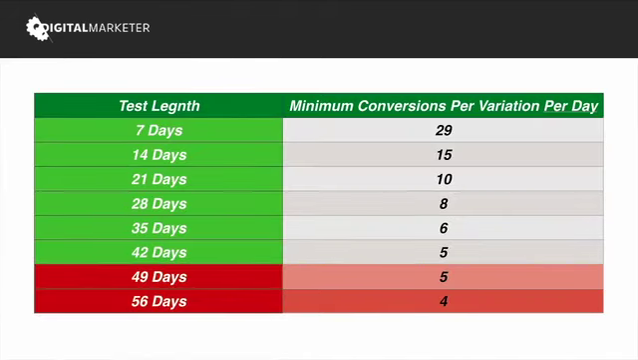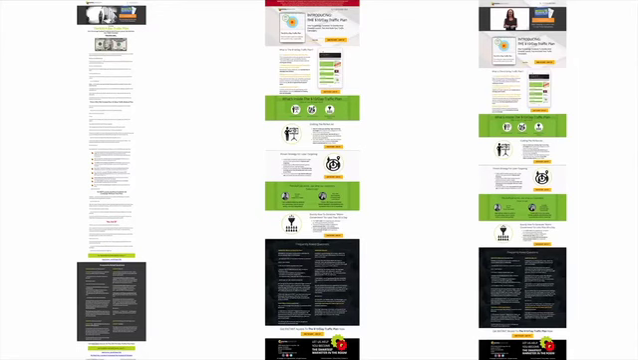Right, so this is a nice little chart you can use for test length. So this would be minimum conversions per variation per day. Right, so if you are going to run a test for 7 days, you need 29 conversions per variant per day. And when you get down to the 49 and 56 days, it's not really worth running the test. I like to try to keep things within a month. After that, there's so many other variables. People's cookies are expiring. Just all sorts of stuff is happening that can just make the data not useful.